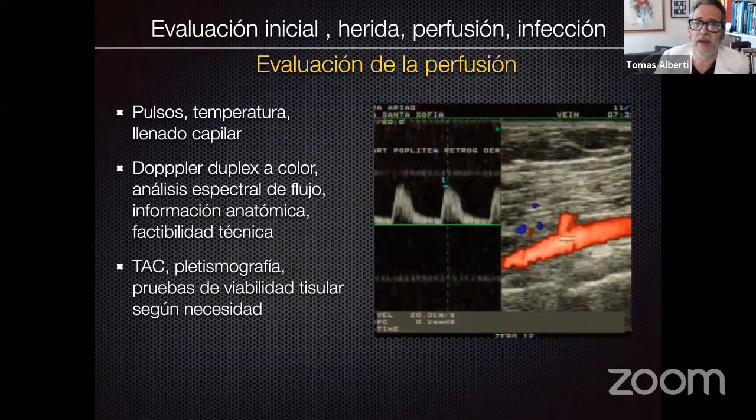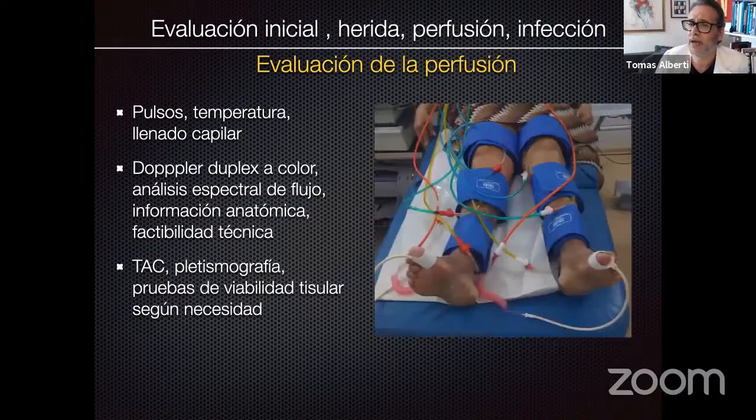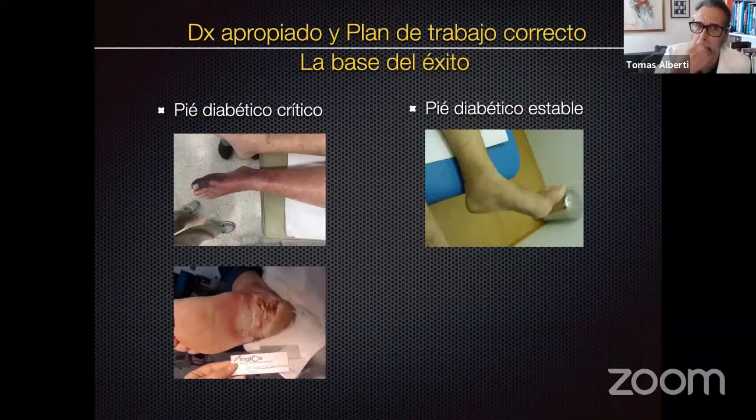Entonces, aparte de la evaluación tradicional de pulsos, temperatura, llenado capilar, todo lo demás, el eco y la evaluación instrumental por pletismografía, por pruebas de viabilidad tisular, es una base para el diagnóstico, pero todos los pacientes por lo menos tienen eco. Entonces, al final de la primera consulta, nosotros tenemos que establecer dos cosas: si el paciente es un pie diabético crítico o es un pie diabético estable.